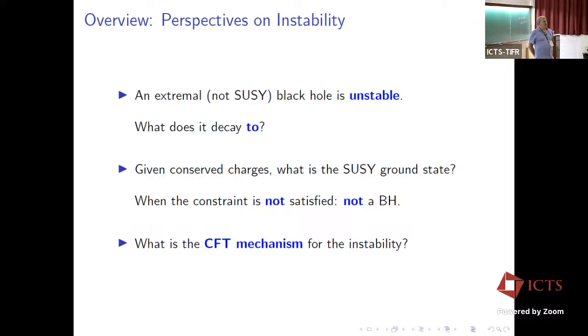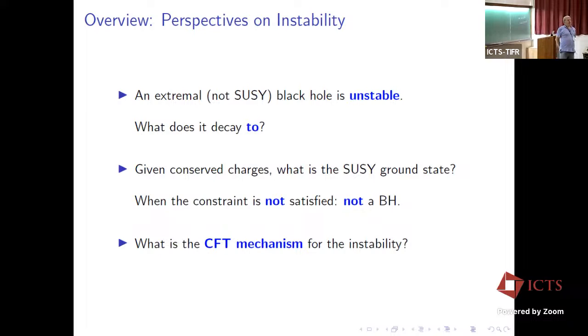Given supersymmetric charges, conserved charges, if there is no black hole down there at the lowest possible energy for those conserved charges, well, that means the ground state is not a black hole. Then what is the ground state? Good question. And what is the CFT mechanism for the instability, for what's going on here if you're in AdS? Those are some of the questions that I will at least in part answer.